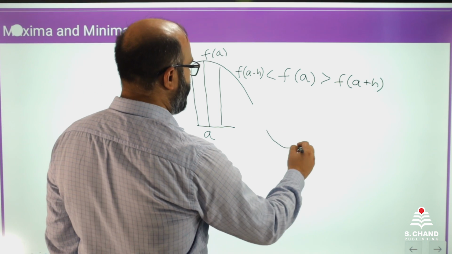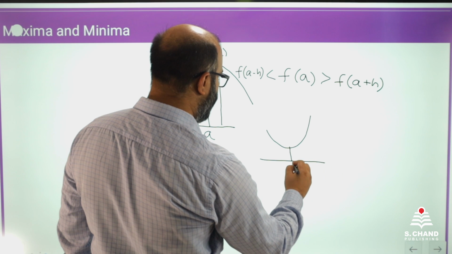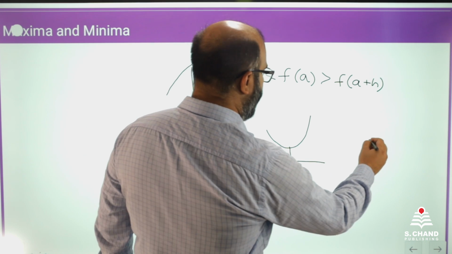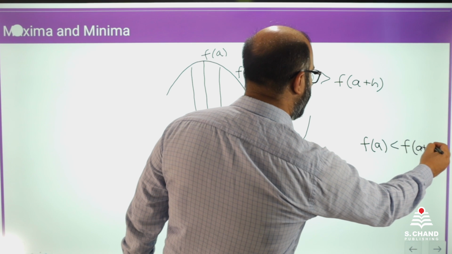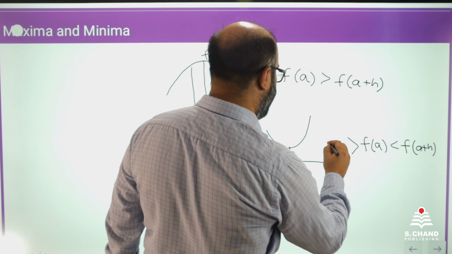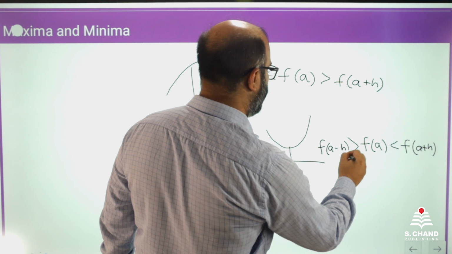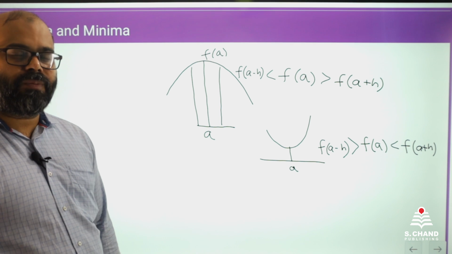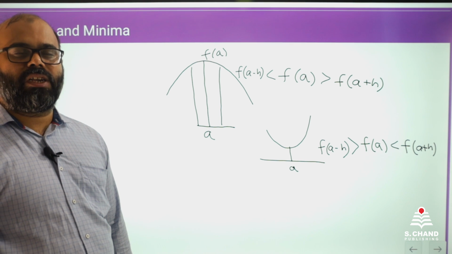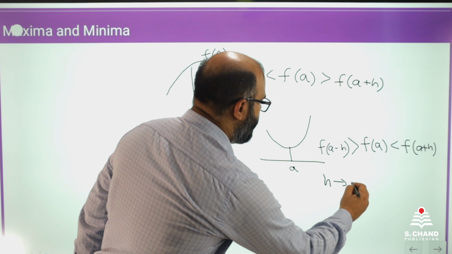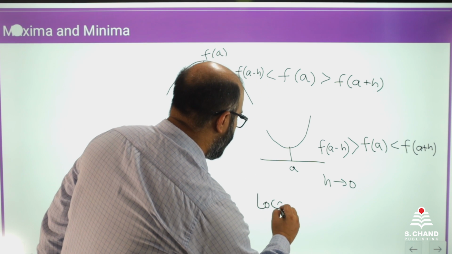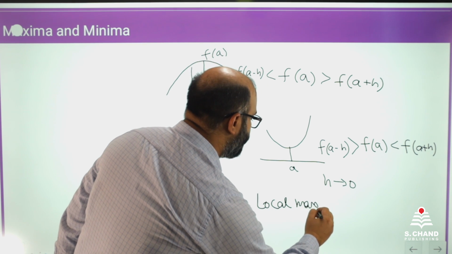And similarly, if there is a point of minima at a point A, then f of A is less than f of A plus h, and also f of A is less than f of A minus h. So this is the definition of maxima and minima, and h is tending towards 0, that is, it is in the neighborhood here. So we call them local maxima and local minima.